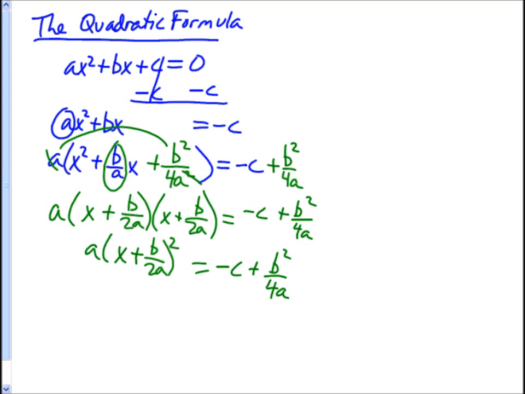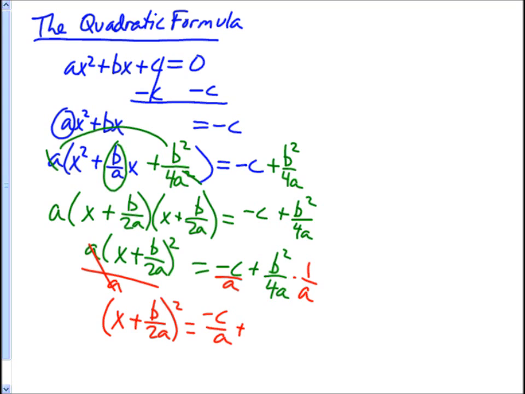Okay. Well, at this point, we got to get rid of that a in front. Let's go ahead and get rid of that by dividing this whole side by a, or each term by a. Okay. So we got x plus b over 2a quantity squared equals negative c over a plus b squared over 4a squared. Okay, so far so good.